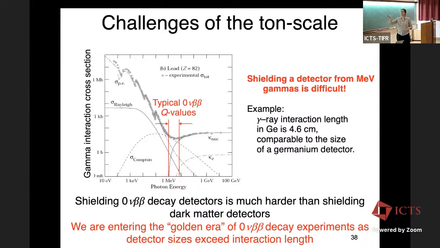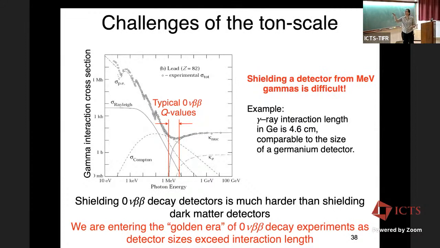The problem is our backgrounds are sort of MeV, 1 to 2 to 3 MeV gamma rays. That's our primary background for most of these experiments. And they're just really hard to shield. We just live at sort of the minimum of the gamma interaction cross-section right there. So they're the hardest gamma rays to shield from. And if you're familiar with dark matter experiments, they're playing a very different game, right? They're down here where those photons don't travel as far. So self-shielding works really well for them. It doesn't work nearly as well for us.